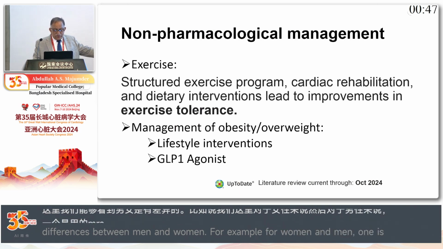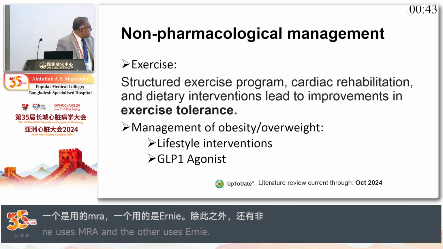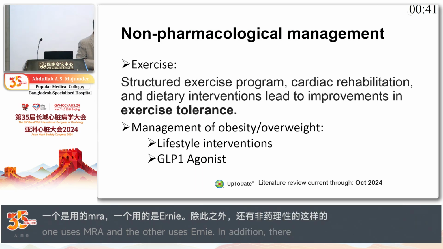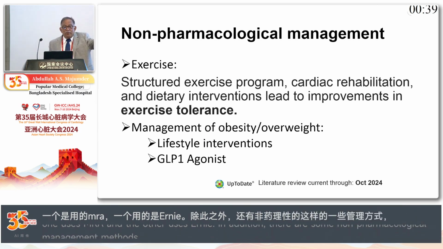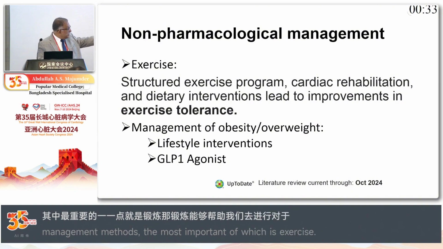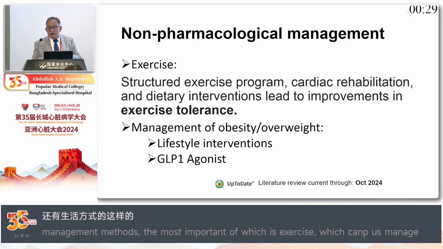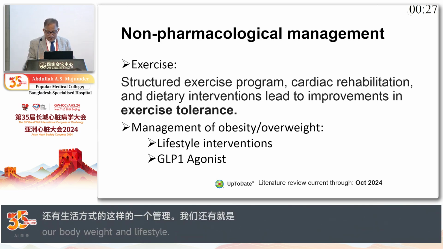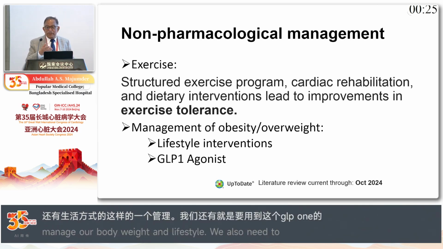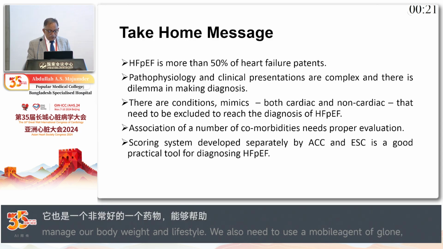And non-pharmacological is the exercise and the management of the obesity, particularly you see GLP-1 agonist for the management of the obesity in the overweight patient in the heart failure is indicated. There is a large trial recently that the GLP-1 is a very good drug for the weight management in these cases, and they improve the symptoms of the HFpEF.